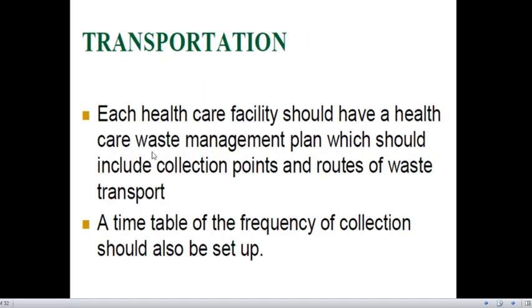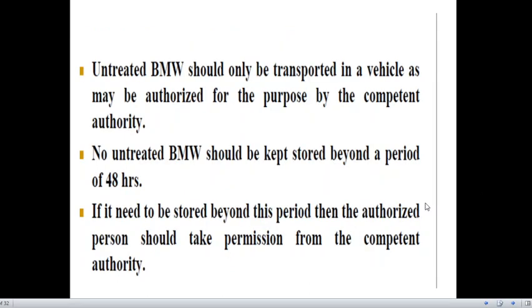Now for transportation, each healthcare facility should have a healthcare waste management plan, which should include collection points and routes of waste transport. And at that time, a timetable of the frequency of collection should also be set up. And untreated biomedical waste should only be transported in a vehicle that is authorized for the purpose by the authority. And then no untreated biomedical waste should be kept stored beyond a period of 48 hours. And if needed to be stored beyond this period, then the authorized person should take permission from the authority.